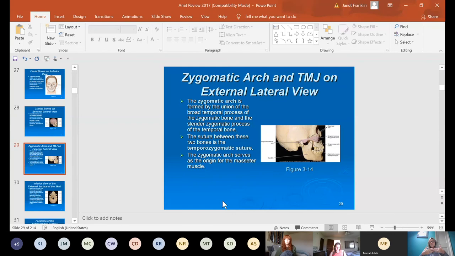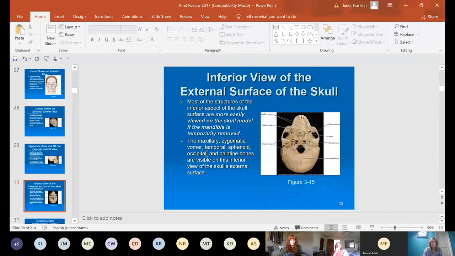We didn't memorize or study that suture, but if you were to ever see a question, say on boards, about that suture, this is the word right here, and it's very easy. Temporozygomatic. It's where the temporal and zygomatic bones meet. Meet right here. Any questions about those two bones?